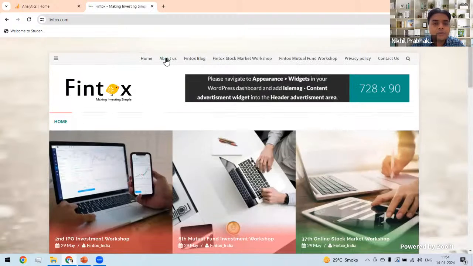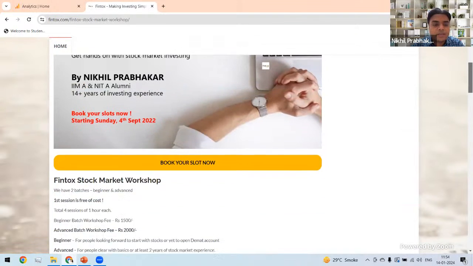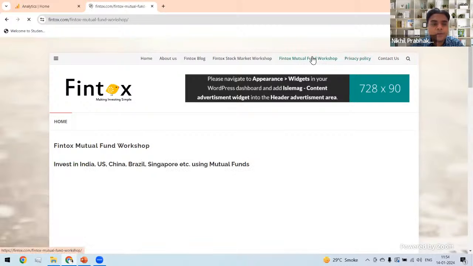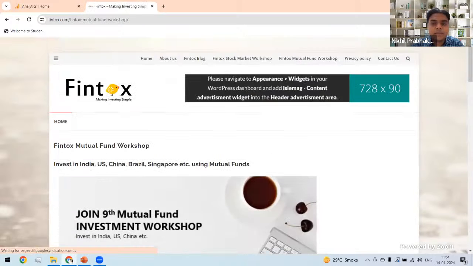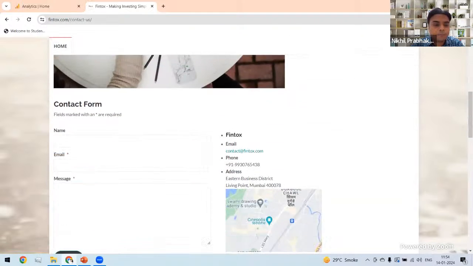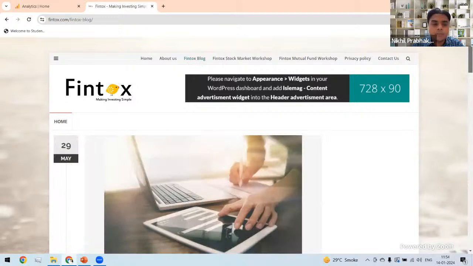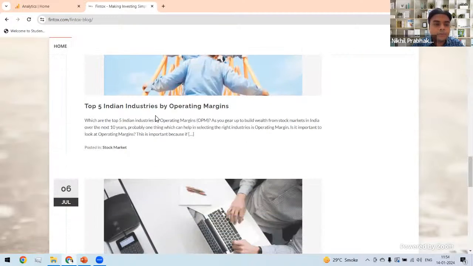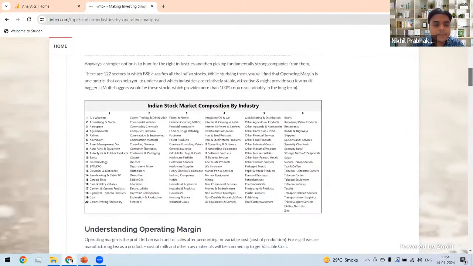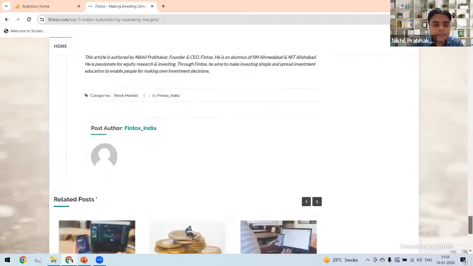People can also go to various sections, like they can go to the stock market workshop page. They can register for the workshop. And similarly, there is this mutual fund workshop. They can explore this one. They can contact us, so we have given them a contact form. They can read blogs also. So let's say they can go to this blog and they can read these blogs. That is how a very simple basic website has been created, and these are the functionalities that you can find on the website.